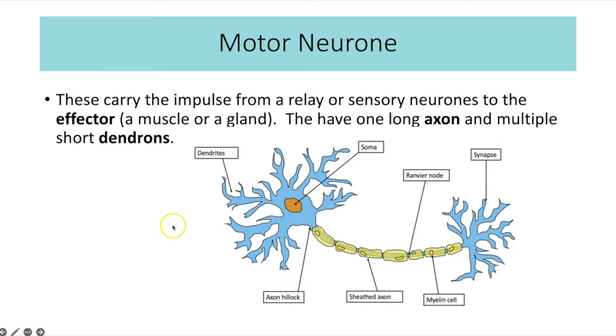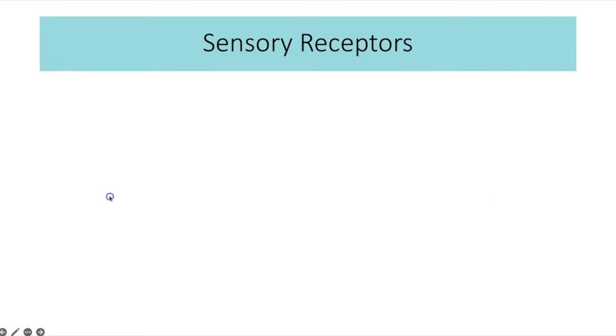And then finally, the motor neuron. These carry impulses from the relay or sensory neurons to the effector, and the effector is either a muscle or gland, that is the part that carries out the response. And these have one long axon and multiple short dendrons.